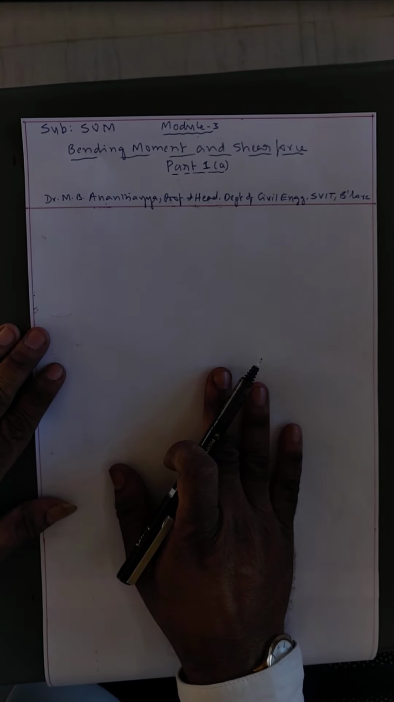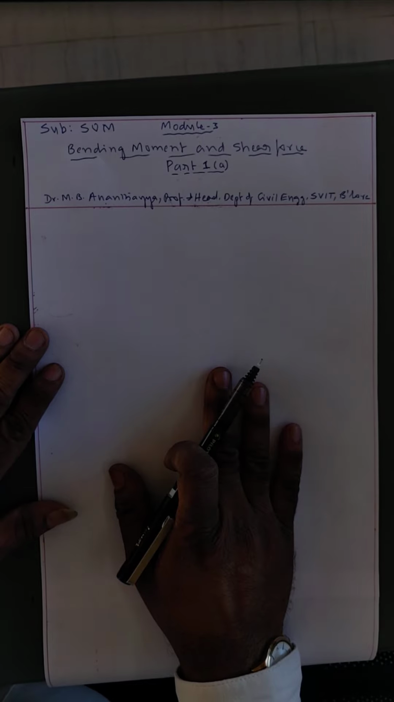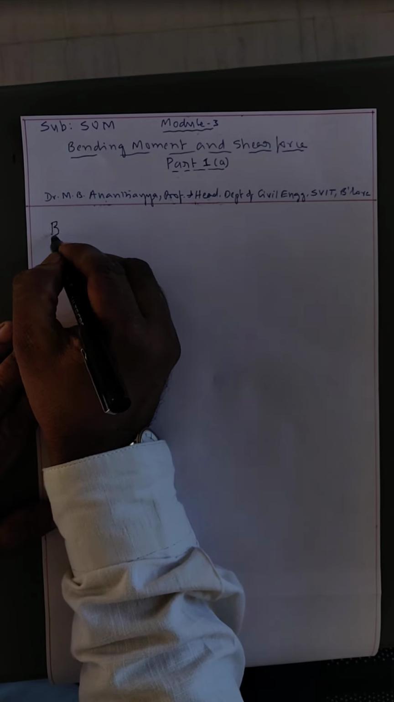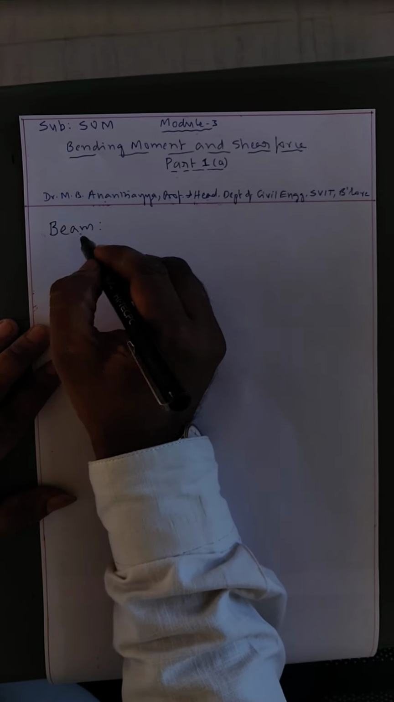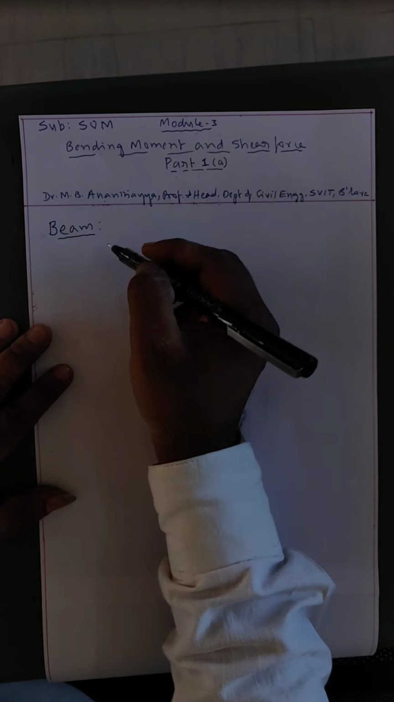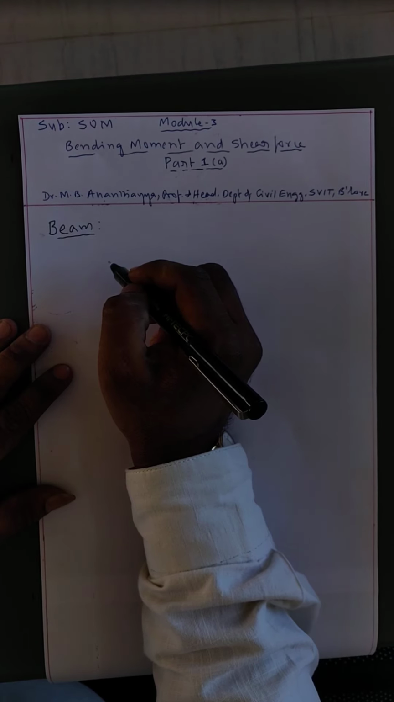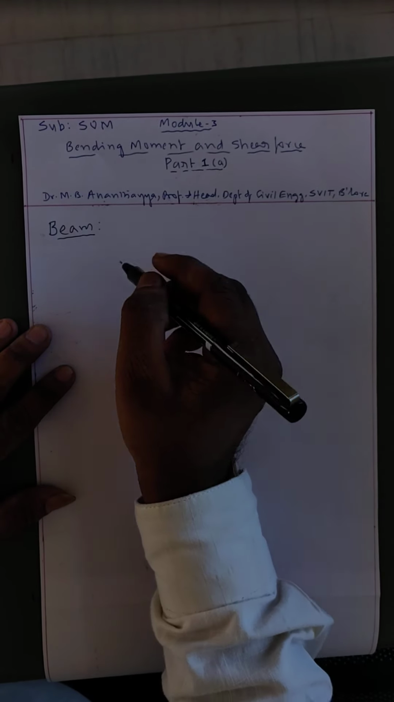Today we will see the module 3 of the Strength of Materials subject, that is bending moment and shear forces. In this, the first definition is: what is a beam? A beam is a horizontal structural member in a building to resist the lateral loads applied to the axis of the beam.